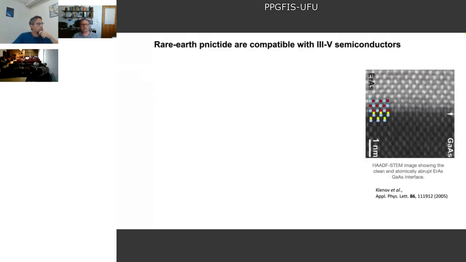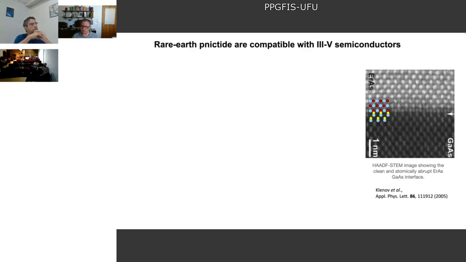So, as I said before, these rare earth pnictides are compatible with 3-5 semiconductors. Early on, at Bellcore, a spin-off of Bell Labs, they were able to grow this erbium arsenide on gallium arsenide a long time ago. And the idea is that it's a way to make a perfect contact.